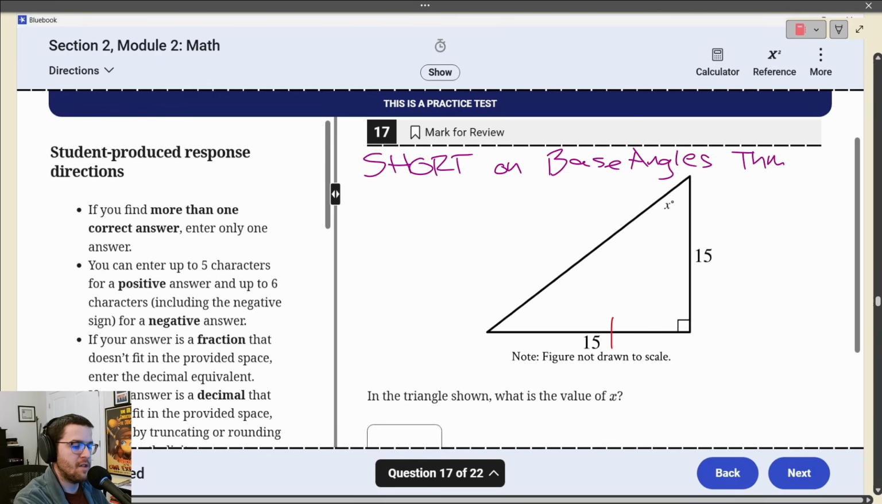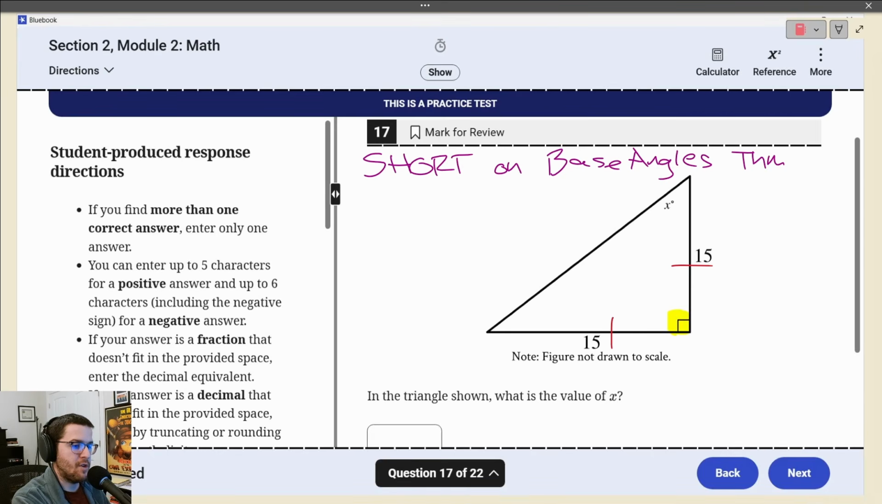We need to recognize that these sides are congruent and that this is an isosceles triangle. More specifically, it's an isosceles right triangle. So we could use the base angles theorem, but I think for this one, it's way easier if you just look at the reference sheet. So I'm going to copy something from the reference sheet.